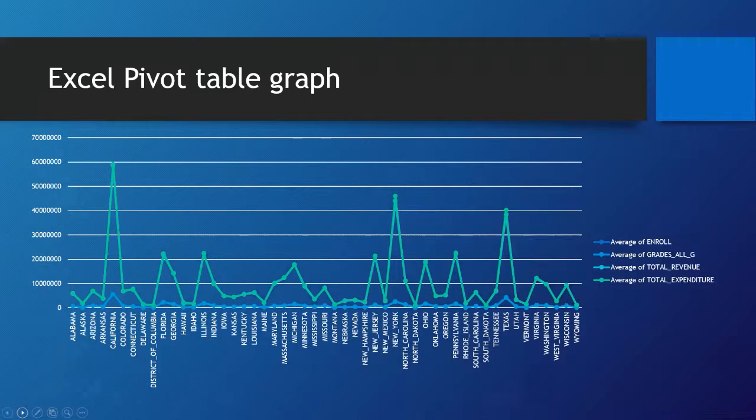The two graphs, the average expenditure and the average revenue, were overlapping, as well as the enrollment and number of graduates. This shows that they are correlated and going on the same trend. The higher the expenditure, the higher the revenue, and the number of students that are coming in is translating to the number of students that are actually graduating from the schools.